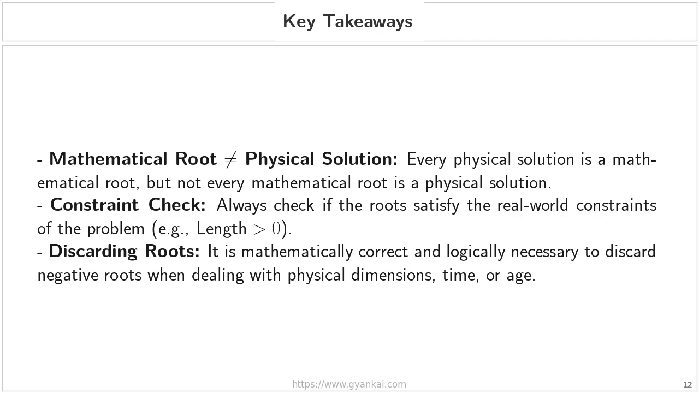the key takeaways from today's session. If you follow these steps, modeling the problem, solving the equation, and then filtering your results through the lens of physical reality, you will avoid the most common pitfalls in applied mathematics. Well done today.